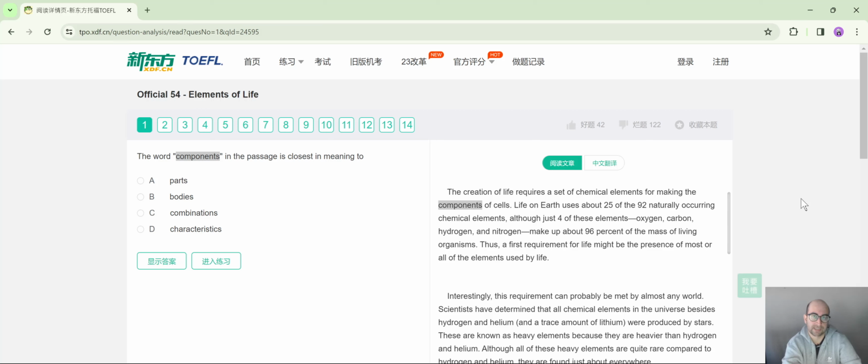So we're going to be taking a look at another TOEFL reading, but this time we're going to be examining a science-based passage. These are quite commonly and frequently found on the exam. Okay, so let's get started with this walkthrough.